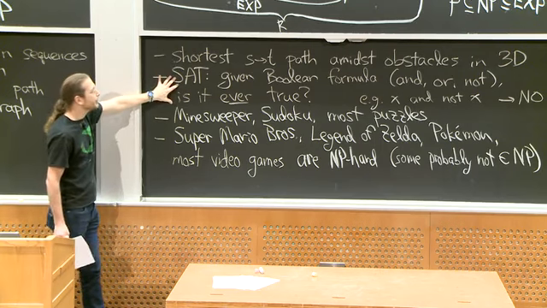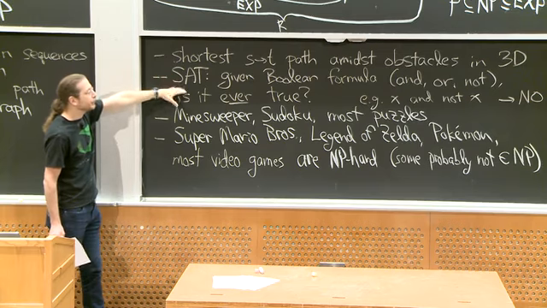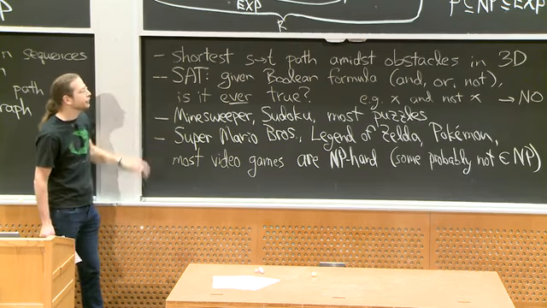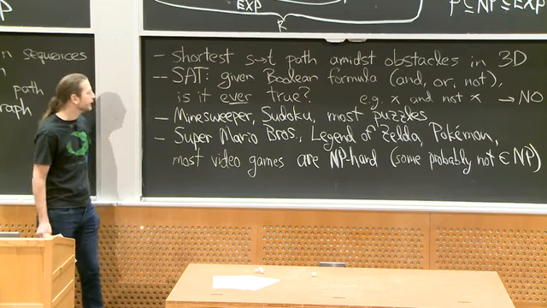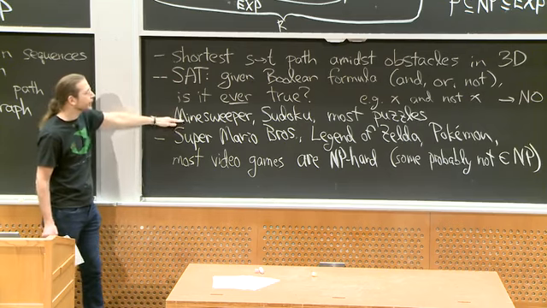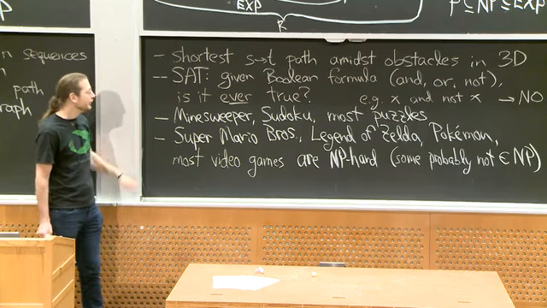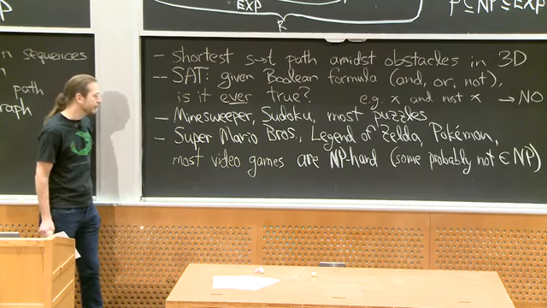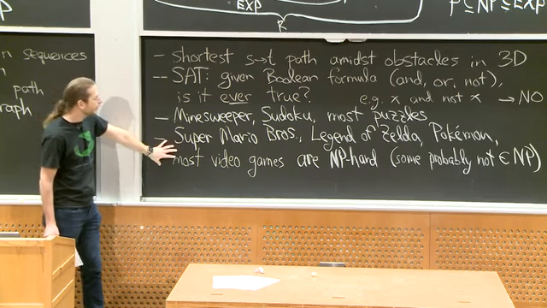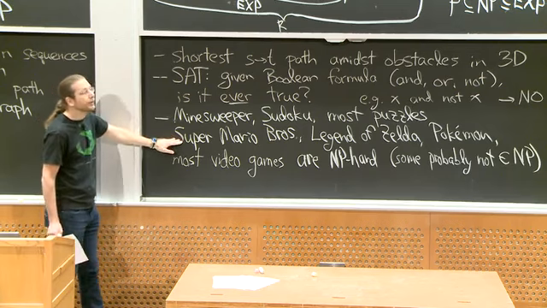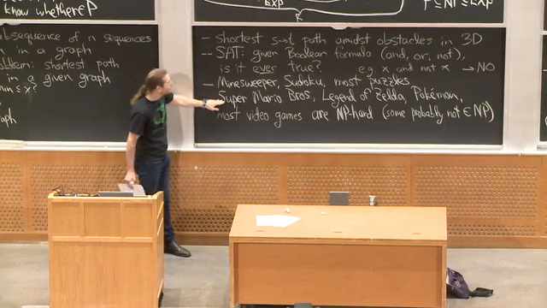This is a formula problem that comes up a lot. Given a Boolean formula with and, or, not, can you ever make it true if it has some variables that are not assigned? And some more fun examples are Minesweeper or Sudoku, basically any paper and pencil puzzle you've ever played. There's probably a paper out there proving that it's NP-complete. And on the video game side, Super Mario Brothers is NP-hard, Legend of Zelda is NP-hard, Pokemon is NP-hard.